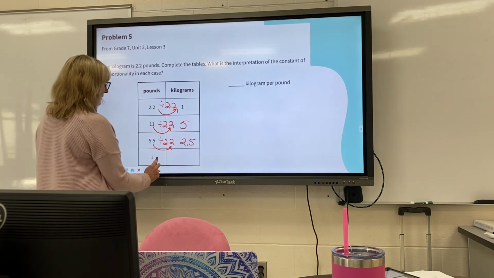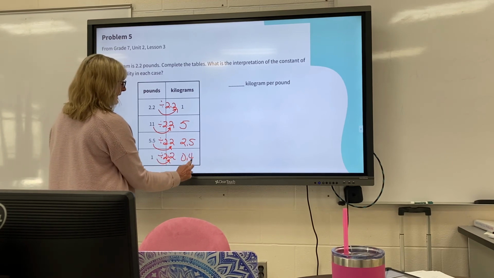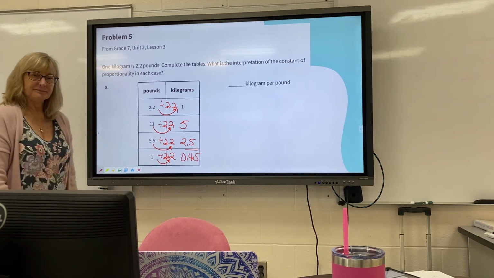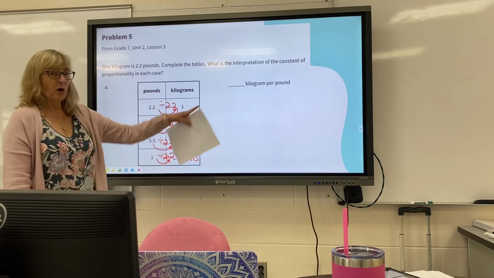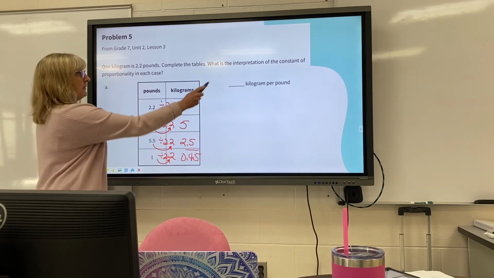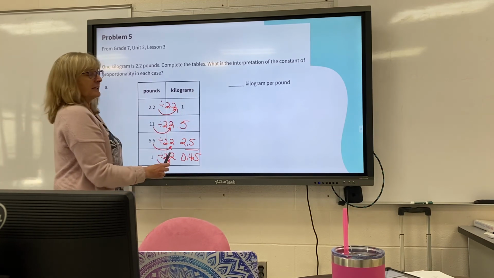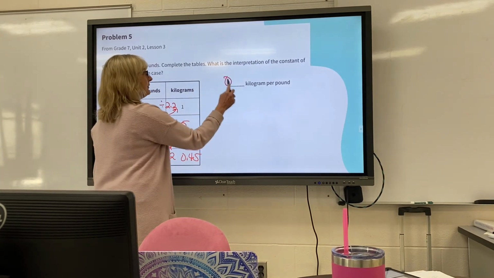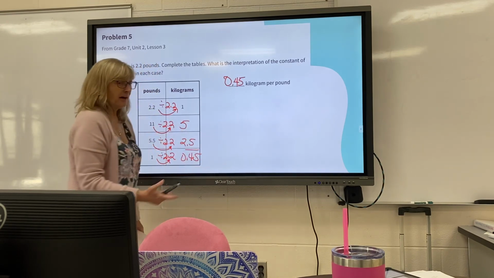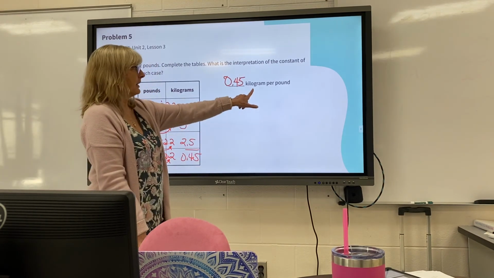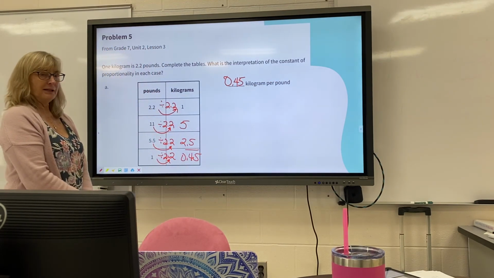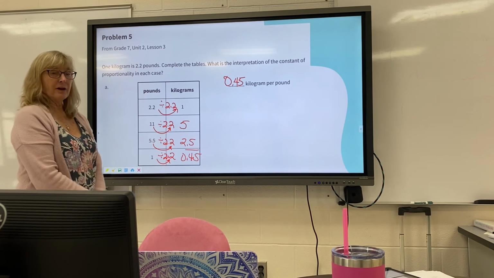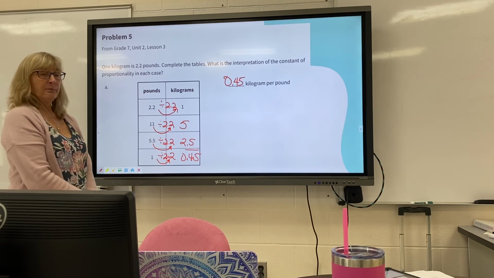And what is 1 divided by 2.2? 0.45. And it keeps repeating, correct? Yes. That's why I didn't want to use that as the COP, or doing y over x. Now, they want to know, what does the COP mean? It means about 45 hundredths of a kilogram per pound. So the COP means that there are about 45 hundredths of a kilogram per pound.